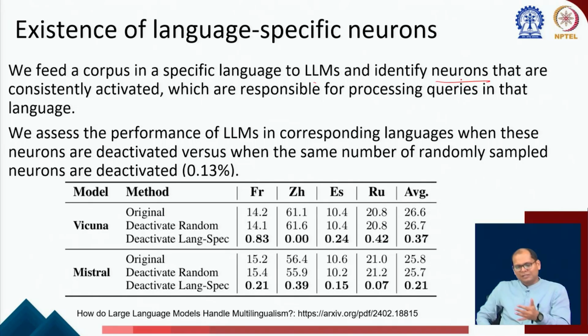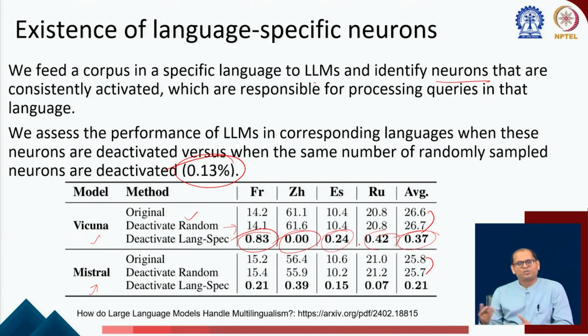And now, once we identify these neurons, we can also verify what happens if I turn these off and do a particular task. They actually tried this across two models, Vicuna and Mistral. This is the original model, and they just deactivated 0.13% of the neurons. They can also try deactivating some neurons randomly. What happens then? This is deactivate random, and you see performance drops, but not so much. This is nearly the same. But if you deactivate language specific neurons, the same number of neurons, there is a drastic change.